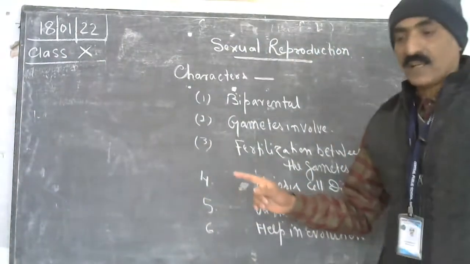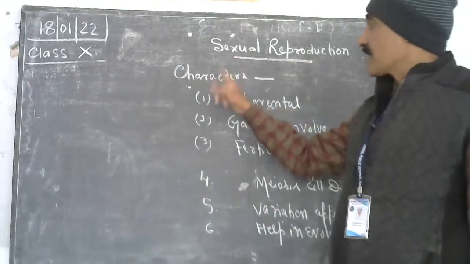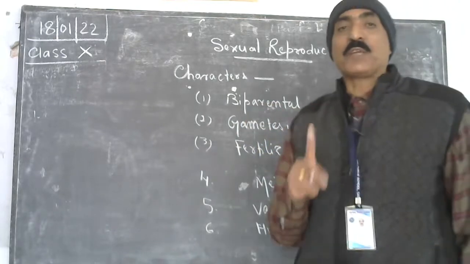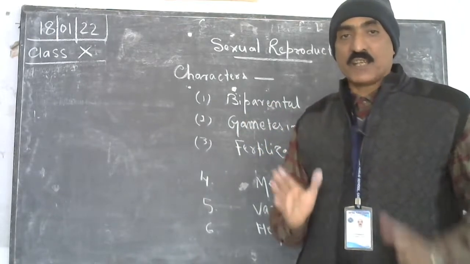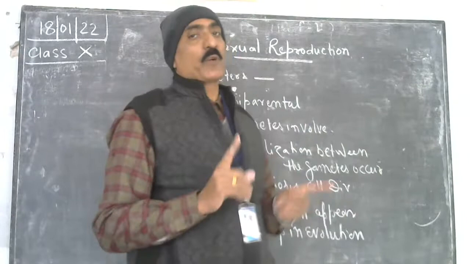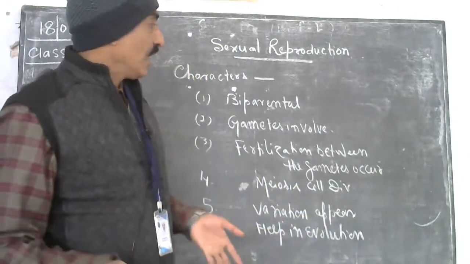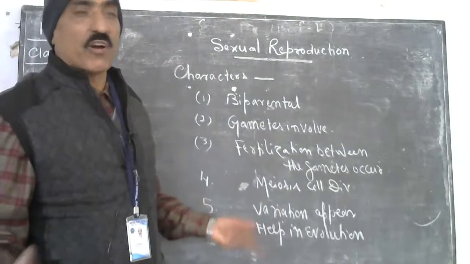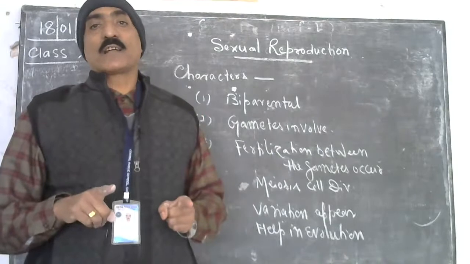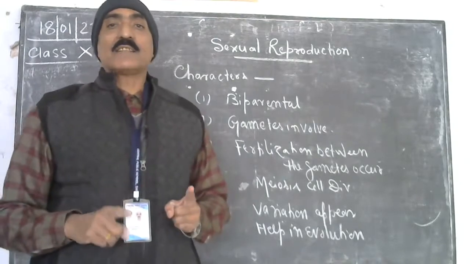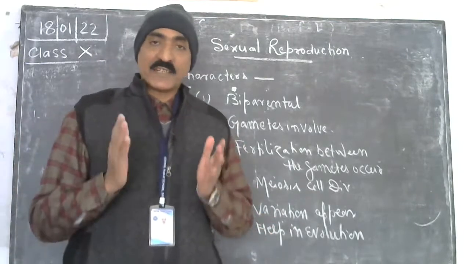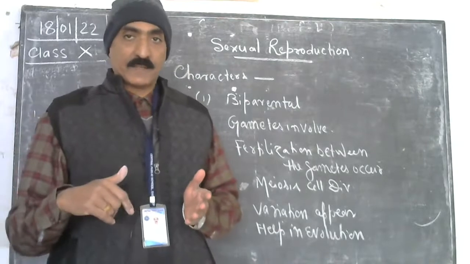What will be the characteristics? The first characteristic is that sexual reproduction is biparental, meaning male and female races of the species are involved. Without the involvement of male and female, sexual reproduction will never be complete, either in plants or animals or in any organisms. The second is that gametes are involved during sexual reproduction. Only one cell, that is the haploid sexual unit, is involved as a representative of the individual species.